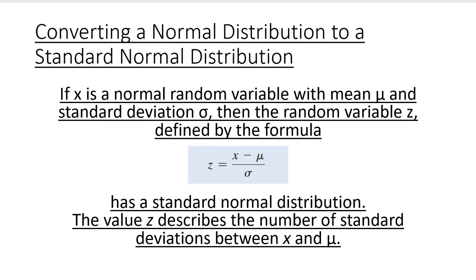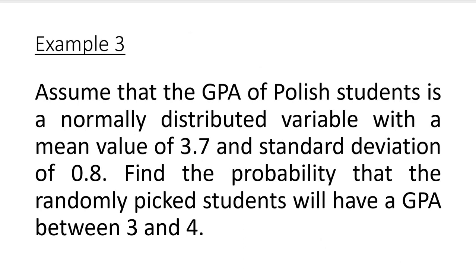There is another rule using which we can convert a normal distribution to a standard normal distribution. So if x is a normal random variable with mean mu and standard deviation sigma, then the random variable z will be defined by the following formula and have a standard normal distribution. So for instance, we can use this knowledge in order to solve the following problem.